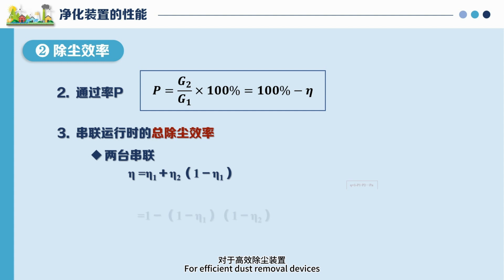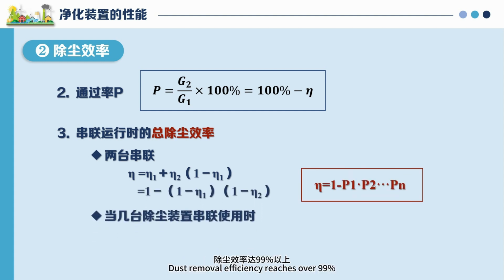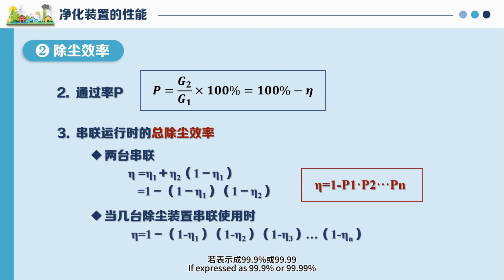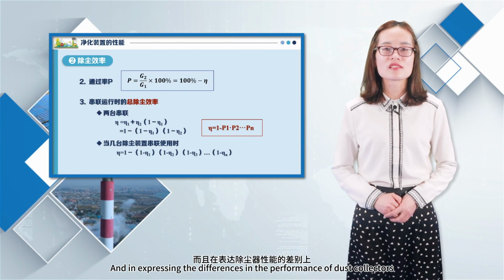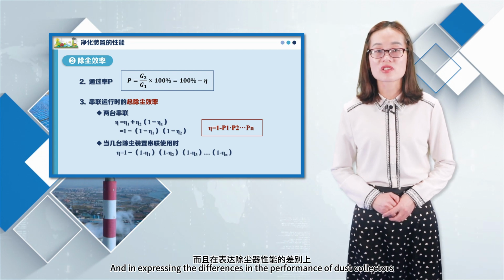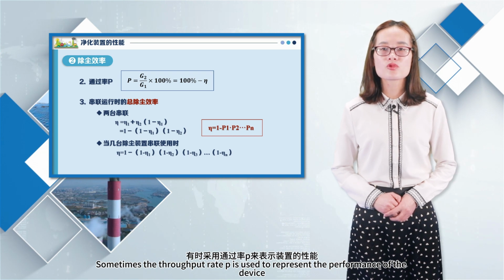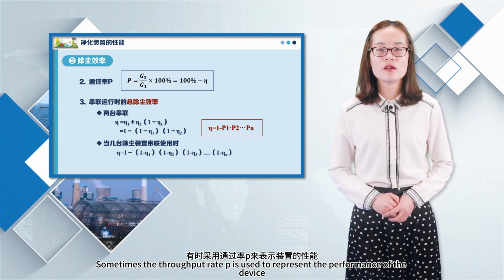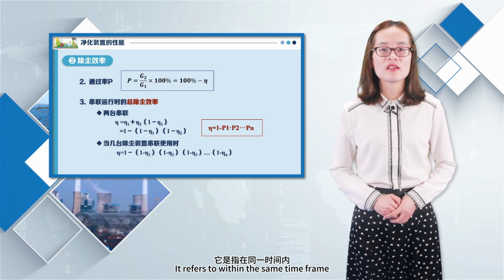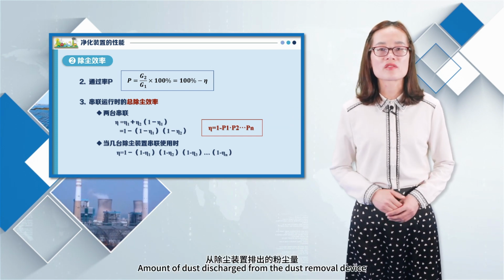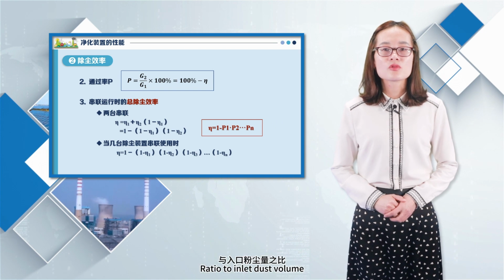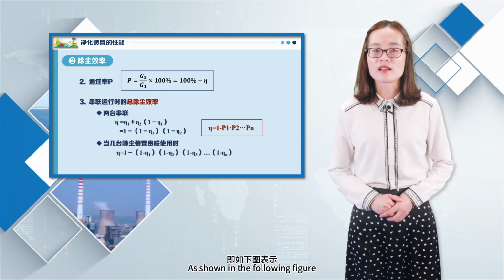For efficient dust removal devices, such as the bag filter, dust removal efficiency reaches over 99%. If expressed as 99.9% or 99.99%, it is not only a bit clumsy, but also not obvious in expressing the differences in the performance of dust collectors. Therefore, sometimes the penetration rate P is used to represent the performance of the device. It refers to the ratio of the amount of dust discharged from the dust removal device to the inlet dust volume within the same time frame, as shown in the following figure.